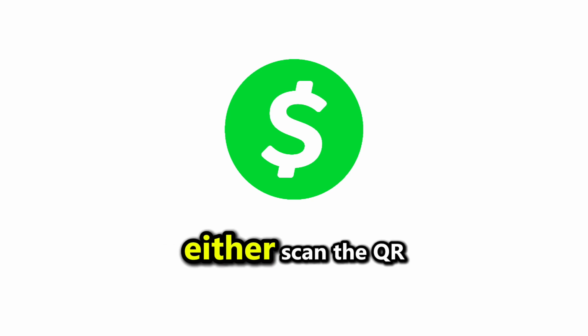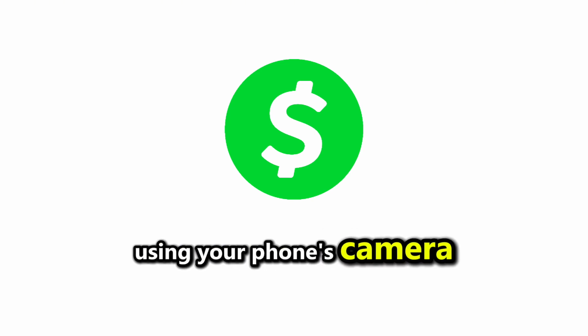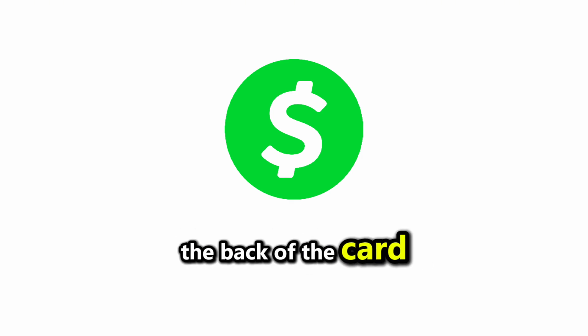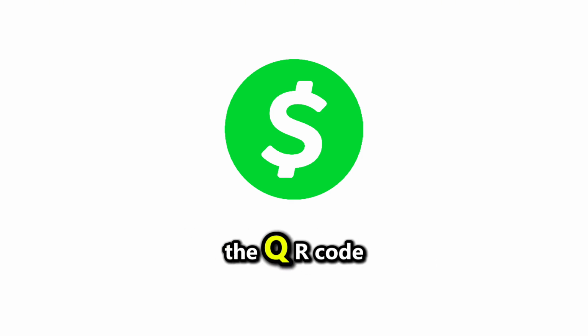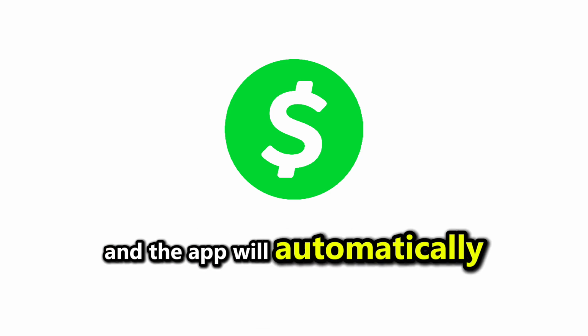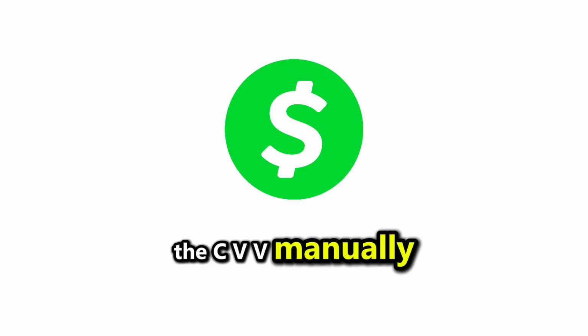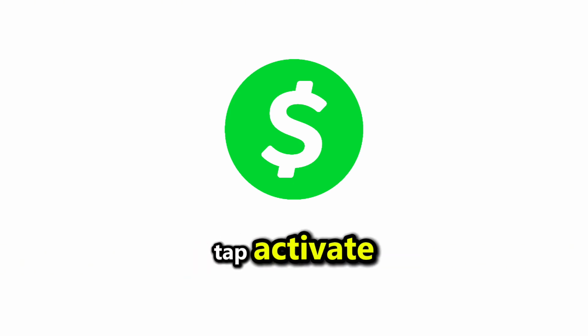You will be prompted to either scan the QR code on your Cash Card using your phone's camera or enter the CVV number, the 3-digit code on the back of the card. If you choose to scan the QR code, align the code within the camera frame, and the app will automatically recognize it. If you prefer to enter the CVV manually, type in the code and tap Activate.